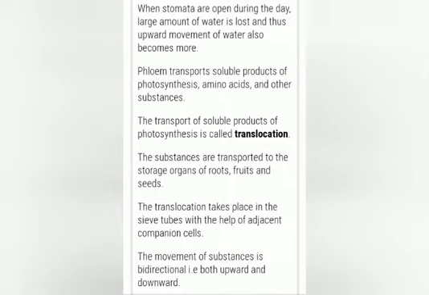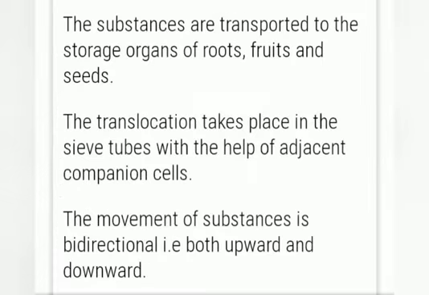Similarly, phloem also transports soluble products of photosynthesis, amino acids, and other substances. The transport of soluble products of photosynthesis is known as translocation. So here the food substances are translocated from one part of the plant to another part. The substances are transported to the storage organs of the roots, fruits, and seeds.